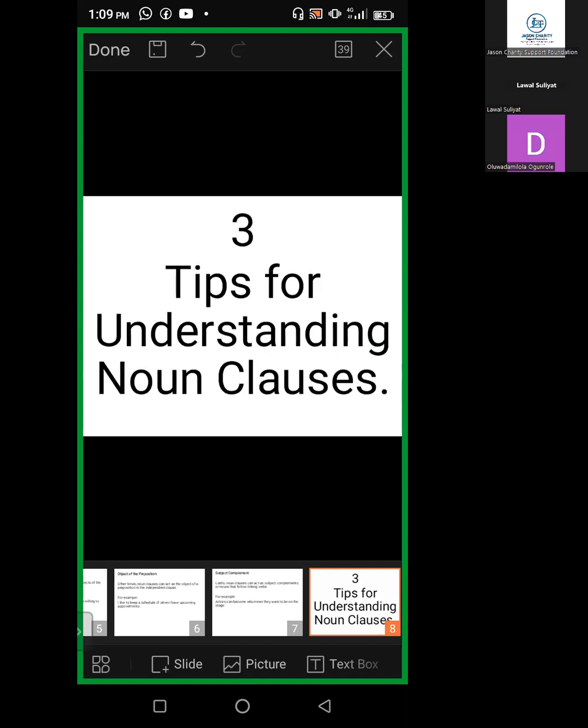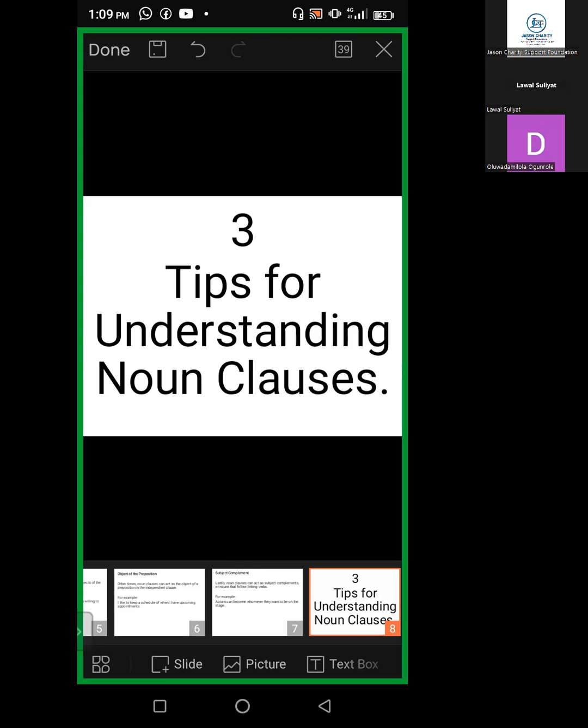Now, lastly, for this class, I want to give you 3 quick tips of how you can identify a noun clause in expressions. Sometimes you may find yourself in an examination hall and you are asked a question, identify the noun clause, or something was underlined and they ask you to look for the grammatical name or the grammatical function. If it is a noun clause, how do you identify them in sentences and expressions?